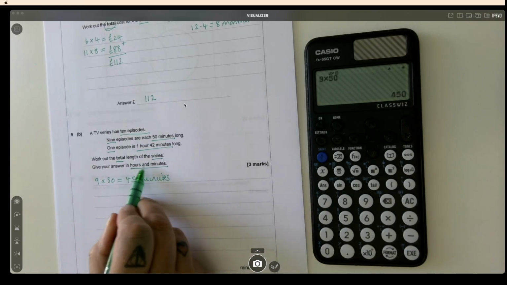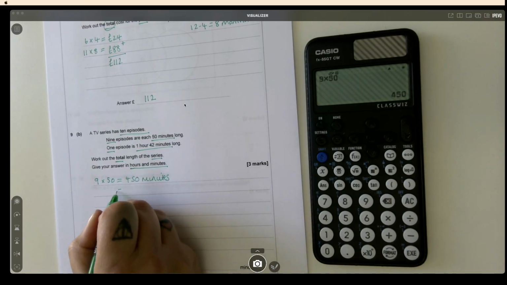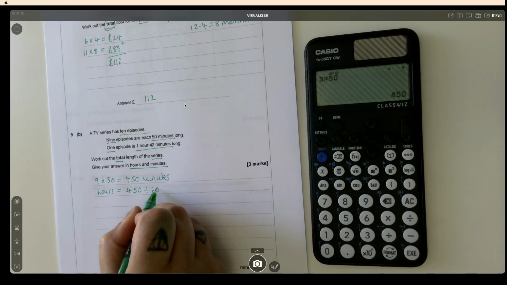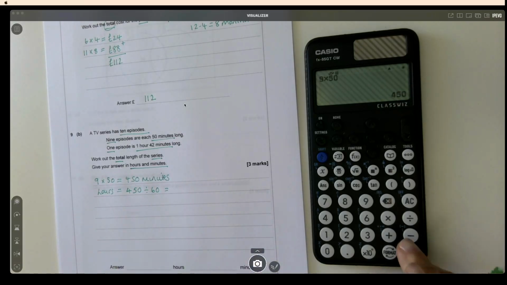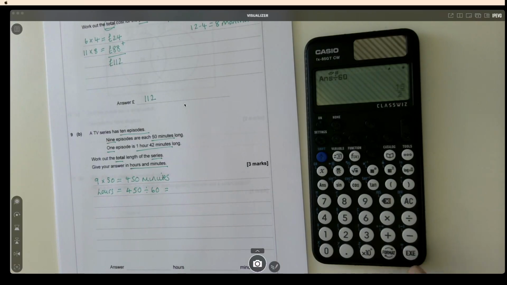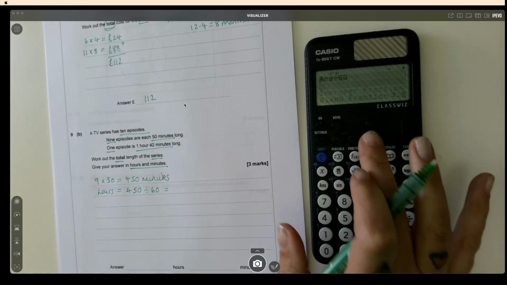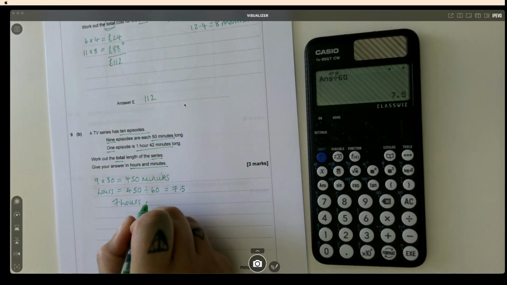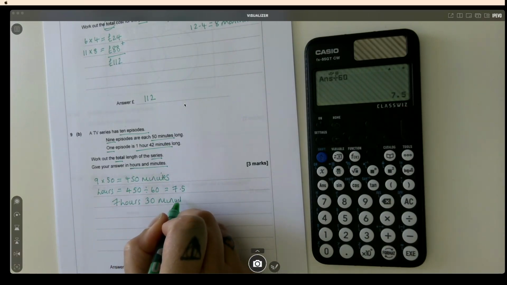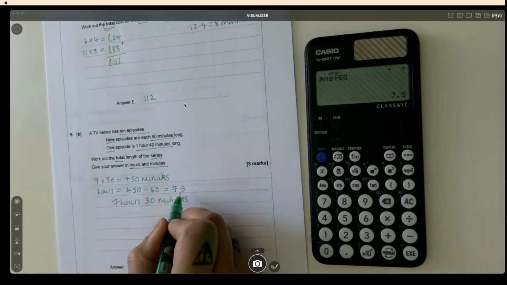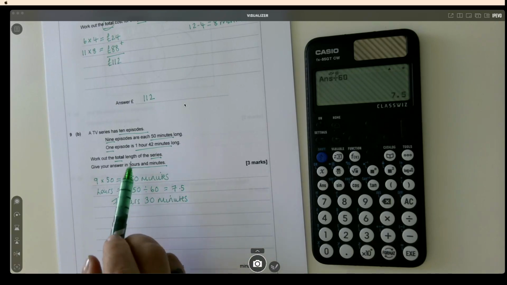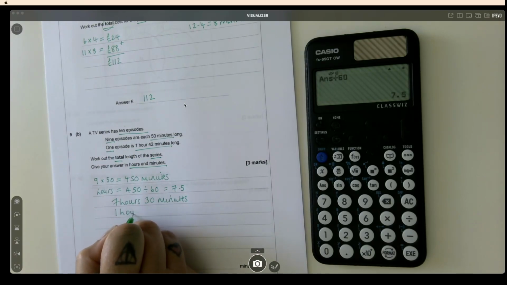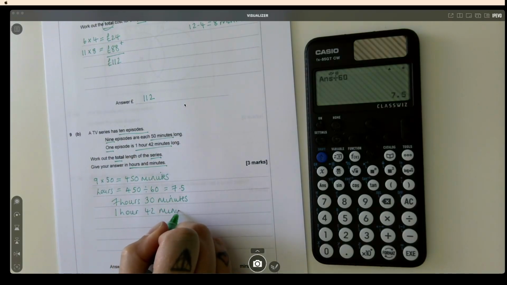Now our answer says it wants hours and minutes, so we're going to do 450 divided by 60 because there are 60 minutes in an hour. So if we divide that by 60, we get 7.5. So that's 7 hours, 30 minutes, because 0.5, half of an hour, is 30 minutes. So 7 hours, 30 minutes for the first 9 episodes. And then that 1 episode is 1 hour and 42 minutes long.